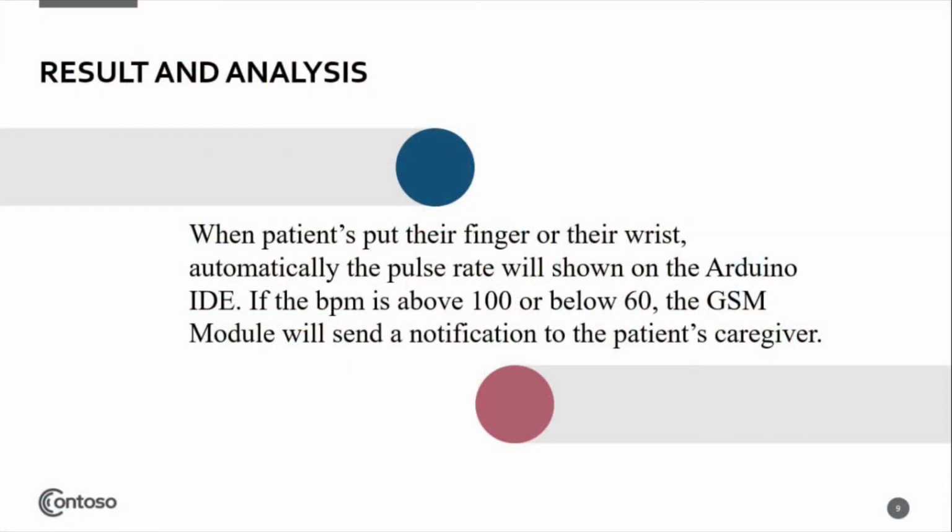Result and analysis. When patients put their finger or their wrist, the pulse rate will automatically be shown on the Arduino IDE. If the BPM is above 100 or below 60, the GSM module will send a notification to the patient's caregiver.